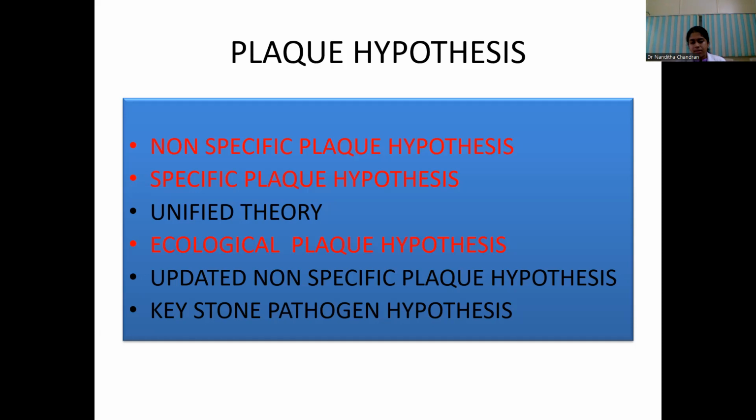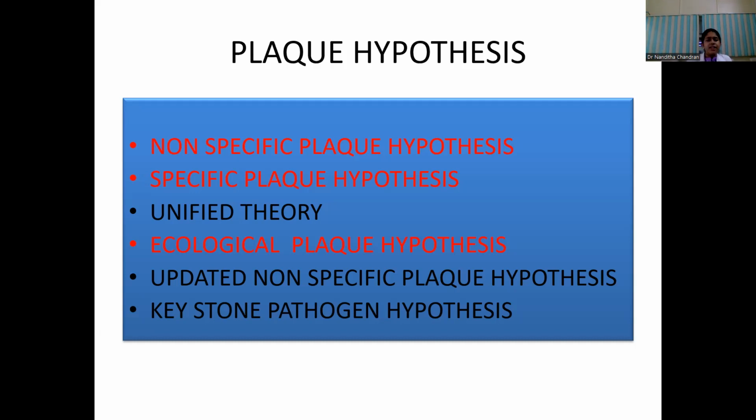Later, the specific plaque hypothesis came into existence, stating that it is not that all bacteria are equally pathogenic, but there is a specific pathogenicity in a particular bacteria which is responsible for causing disease. All plaque is not equally pathogenic. So, according to the specific plaque hypothesis, Aa, that is Actinobacillus actinomycetemcomitans, is responsible for causing aggressive periodontitis. So that is an example for the specific plaque hypothesis, that specific or virulent bacteria cause specific disease.